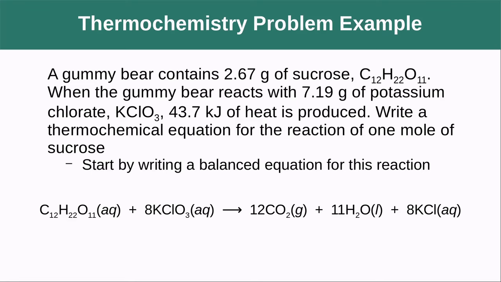So we're going to start by writing a balanced equation for this reaction. It's a little bit of a tricky one, but I did it for you down here. We're going to start off with sucrose and add 8 moles of potassium chlorate. This is a combustion reaction, so we wind up with CO2, water, and finally potassium chloride salt as the breakdown product of our oxidizing agent, potassium chlorate.